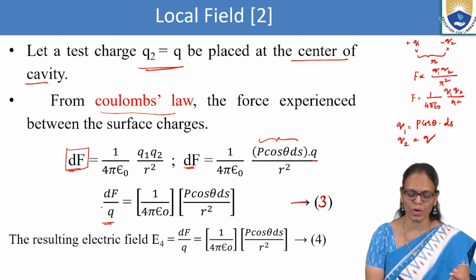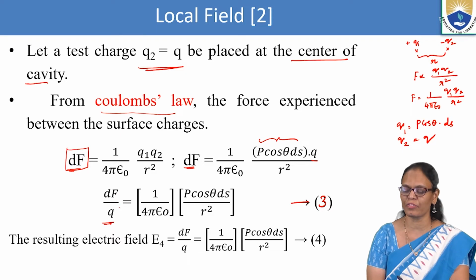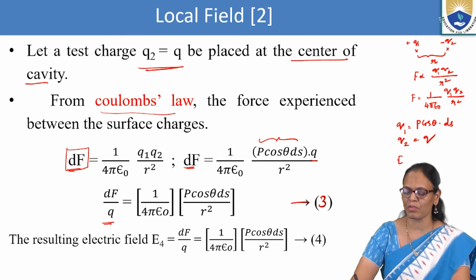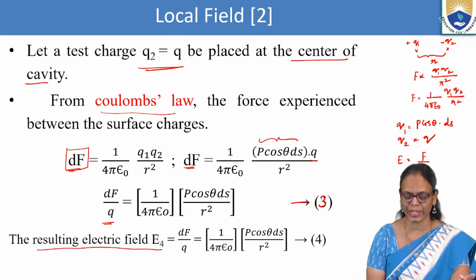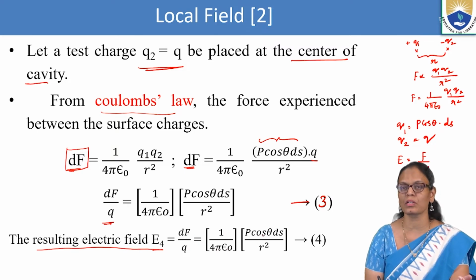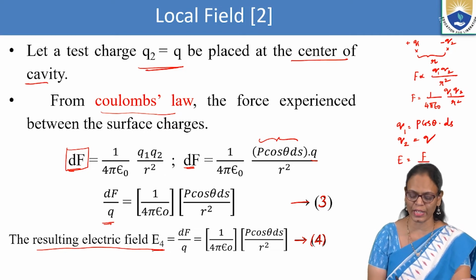Now once you know dF by Q, you can get the field easily because E is equal to F by Q. So this gives the resultant electric field E4. E4 is equal to dF by Q, that is equal to 1 by 4 pi epsilon naught P cos theta ds by R square. This is equation 4.